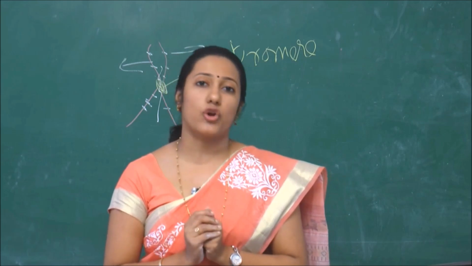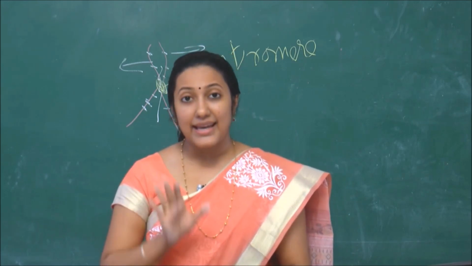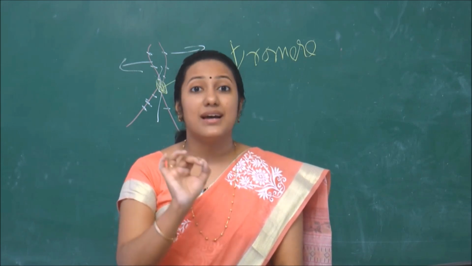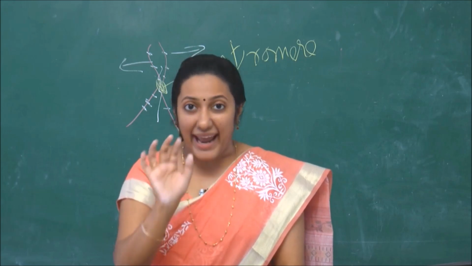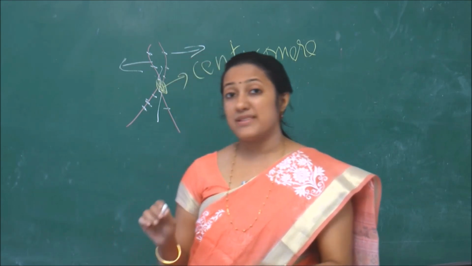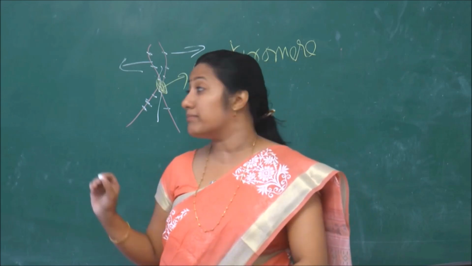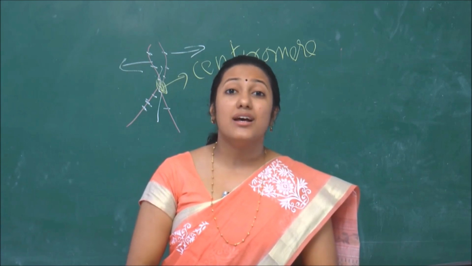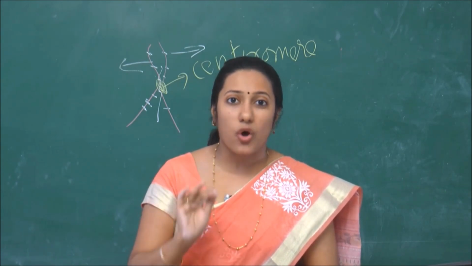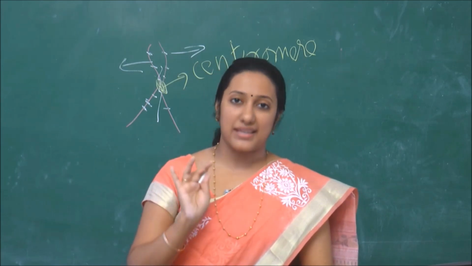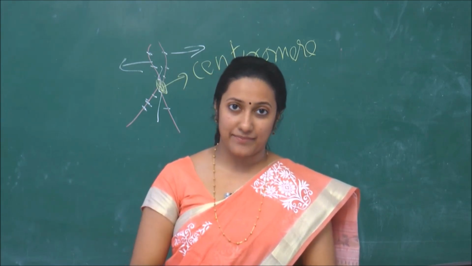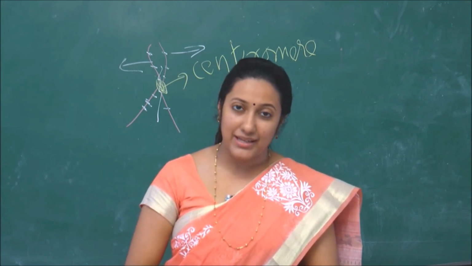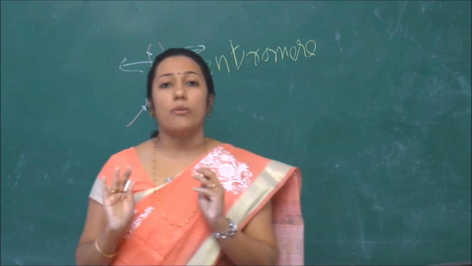Coming to the number of chromosomes in normal human beings, the number of chromosomes is diploid, or if n is the number, we can represent it as 2n. There are 23 pairs of chromosomes, or 46 chromosomes, in a normal human being. In each species the number of chromosomes is constant.